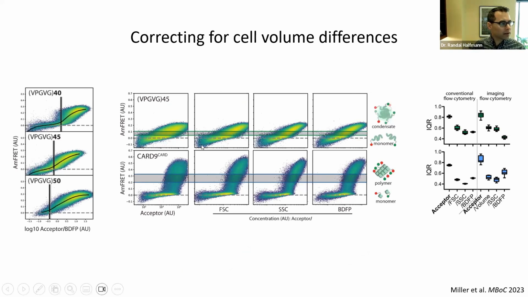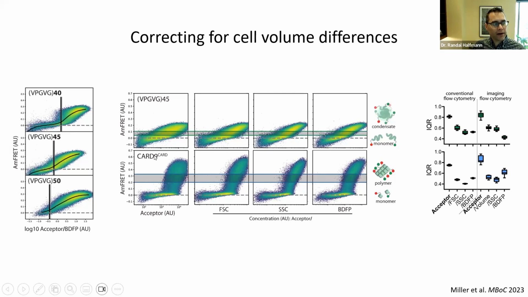How does that work in practice? So here we're looking at a couple of different phase separating proteins. This VPGVG is an elastin-like peptide repeat, and it will undergo condensation as a function of the number of repeats. So here we're looking at 45, and if we're just looking at the raw DAmFRET plot, AmFRET versus acceptor, you see this transition happen. So the protein accumulates in cells as a monomer, and then it will begin to form a condensate.